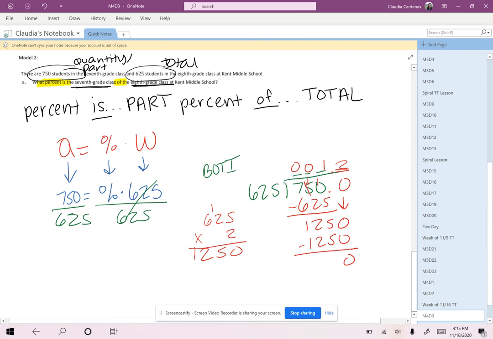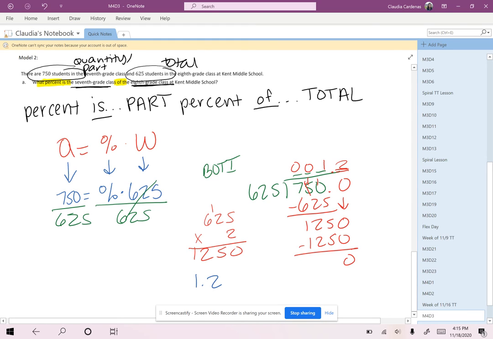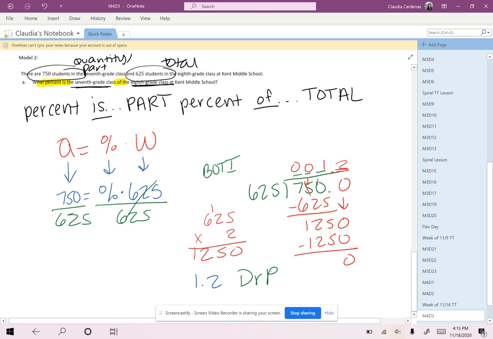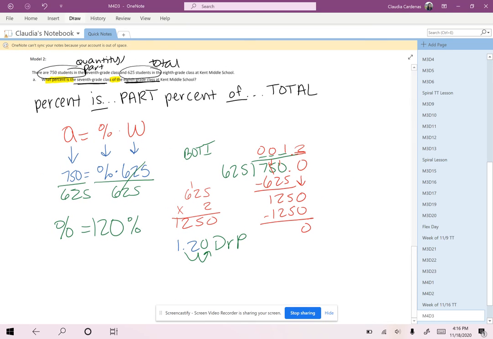So our decimal is 1.2, but we are asking for a percent. So we know with Dr. Pepper, we have to move it over 2 times to the right. And what would we fill this gap with? A 0. So our percent is 120%, which is okay. We can have percent over 100, which we've talked about in previous lessons.